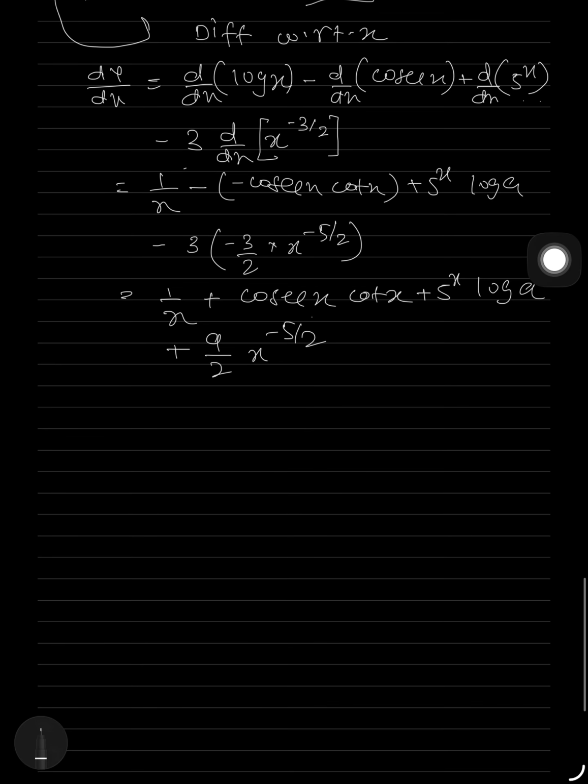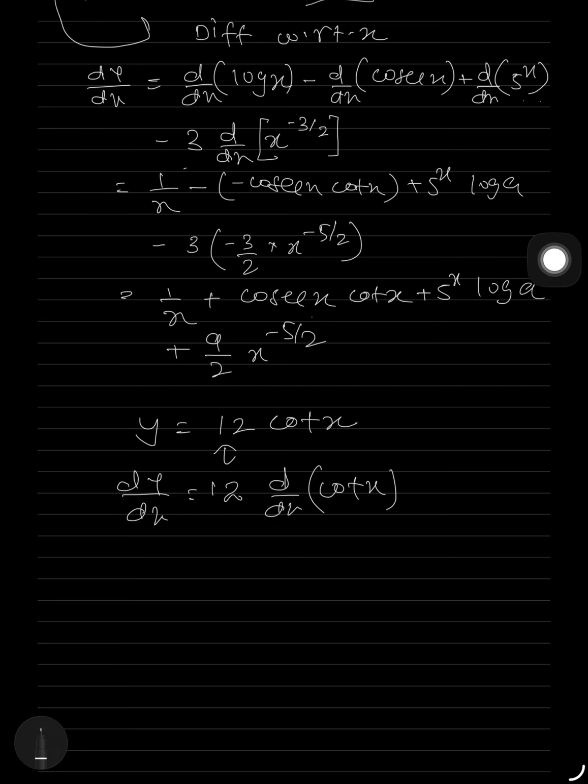Before ending this video I will give you a short fundamental about the constant, how we have to treat a constant with the variable. Say we have to find the derivative of y is equal to 12 cot x. This 12 is a constant. So at the time of finding the derivative, we take out 12 into d by dx of cot x. So this will become 12 into the derivative of cot x, minus cosec square x.